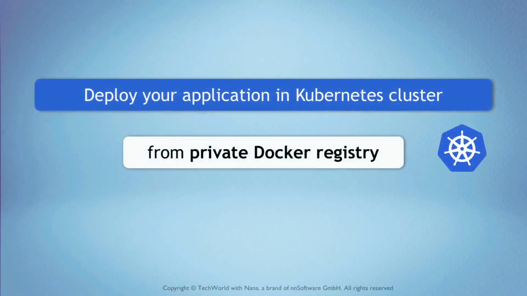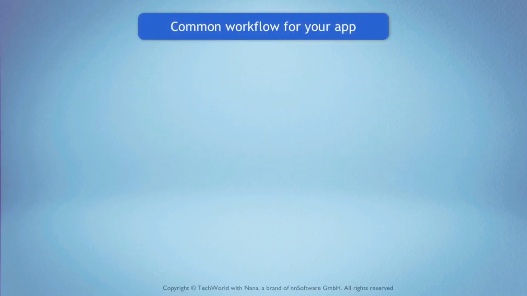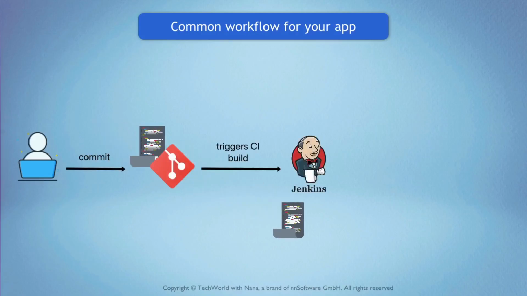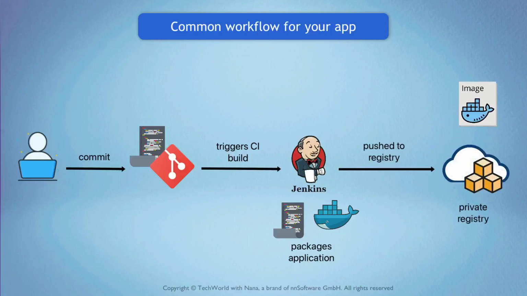In this video, I will show you how to deploy your own application in Kubernetes cluster. So let's look at a common setup when deploying your own application in Kubernetes. You commit your code to Git that triggers Jenkins build that packages your application with its environmental configuration into a Docker image. And this Docker image then gets pushed to a Docker registry.